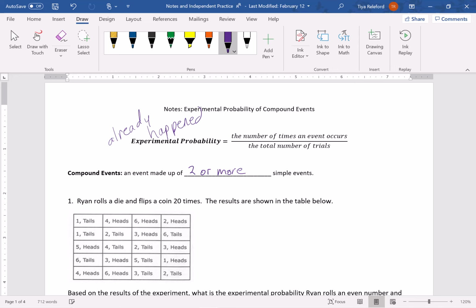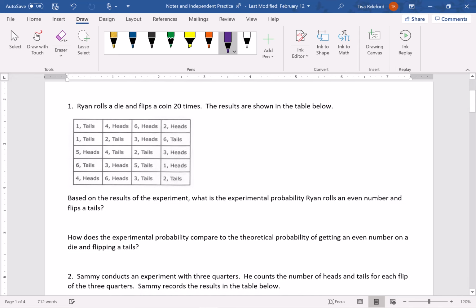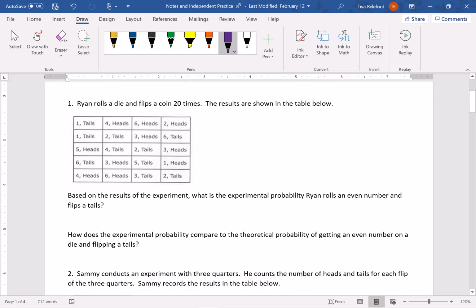Somebody already did something. So in number 1, it says Ryan rolls a die and flips a coin 20 times. The results are shown in the table below. He already did it. Based on the results of the experiment, what is the experimental probability Ryan rolls an even number and flips tails? So in your table with the list of things that happened, you're going to circle every time it's an even number and tails.